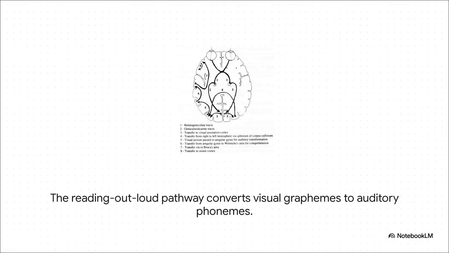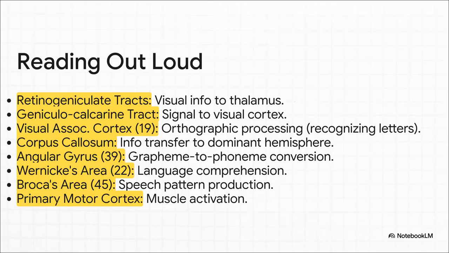And this right here shows the much more complicated pathway for reading a word out loud. The whole point of this circuit is to turn visual graphemes, the letters you see, into auditory phonemes, the sounds you speak. And here's a cool little side note. This process can actually boost your memory. Actually saying words out loud creates a stronger memory trace. It's a phenomenon called the production effect. Let's walk through these 8 steps together.